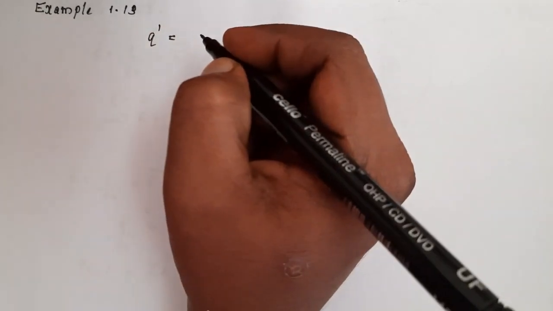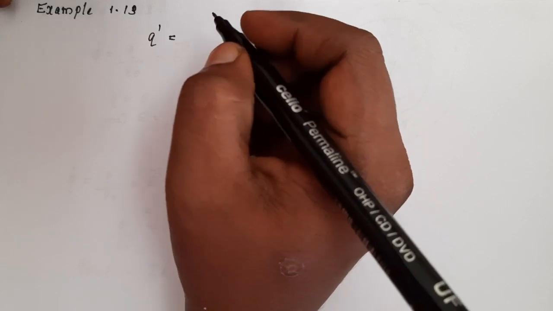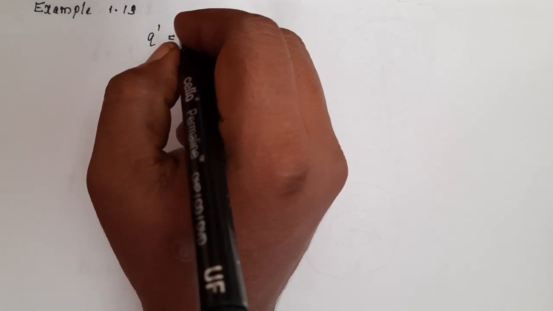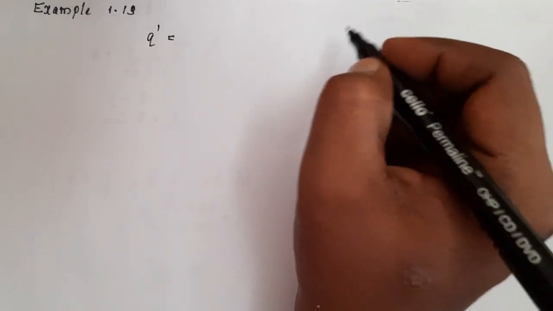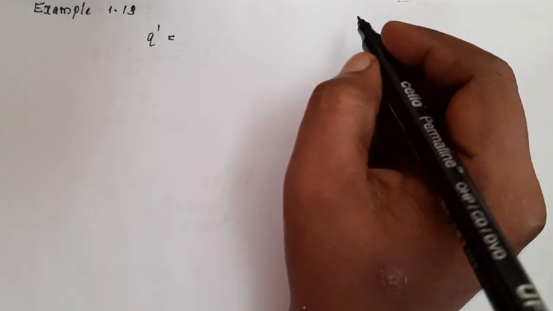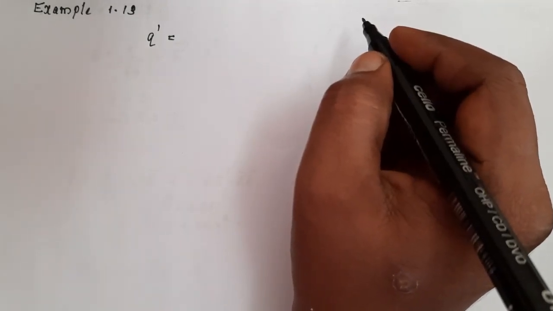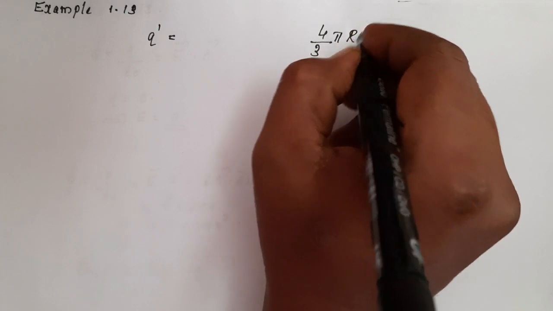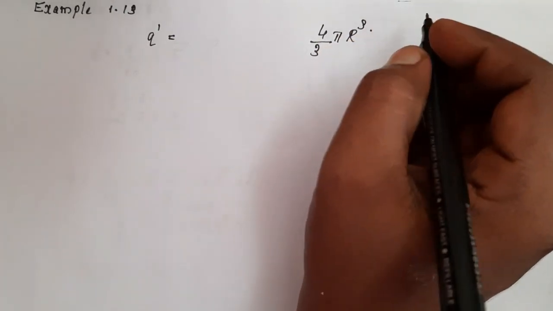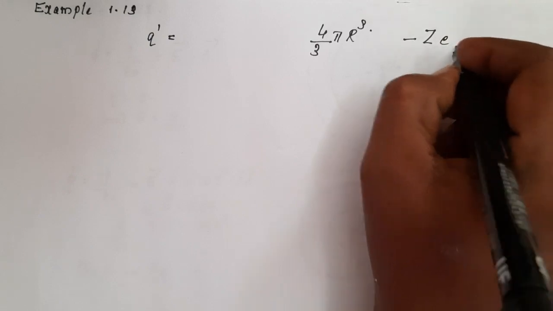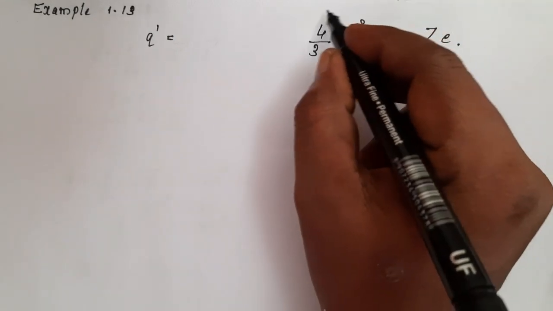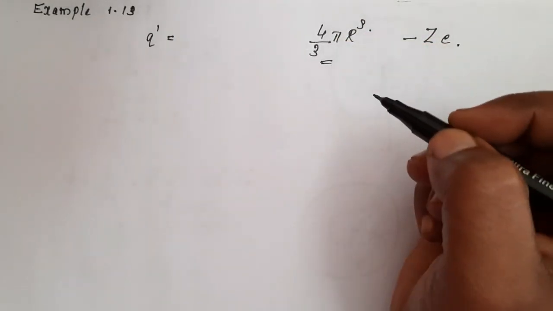So what is that Q dash? Q dash is the negative charge enclosed by the Gaussian surface. So how much negative charge? It's given that the whole negative charge is uniformly distributed inside the atom. So how is it distributed in the volume? That means the atom has a volume 4 by 3 pi capital R cube. In that volume, a negative charge. How much is the negative charge of the atom? Minus Ze. So minus Ze charge is distributed uniformly in this much volume.